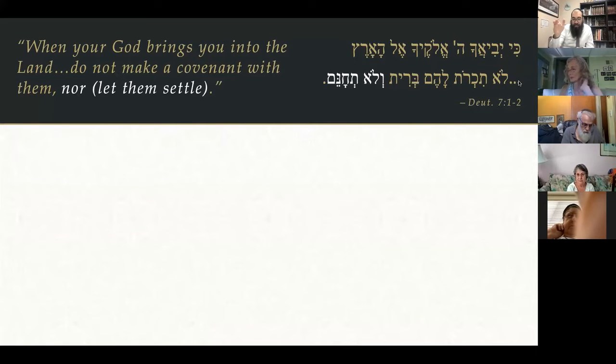Now, obviously, we haven't yet discussed whether for peace, right? But meaning if it adds to our safety and security. But for now, it's just giving away a piece of land would be prohibited. Now, there is a very big counter argument to this, because you have to take this in context. The verse that we have up on the screen now, that when your God brings you to the land, do not make a covenant with them, nor let them settle. These words are immediately succeeded by, and then go and destroy any idols that there are, etc.